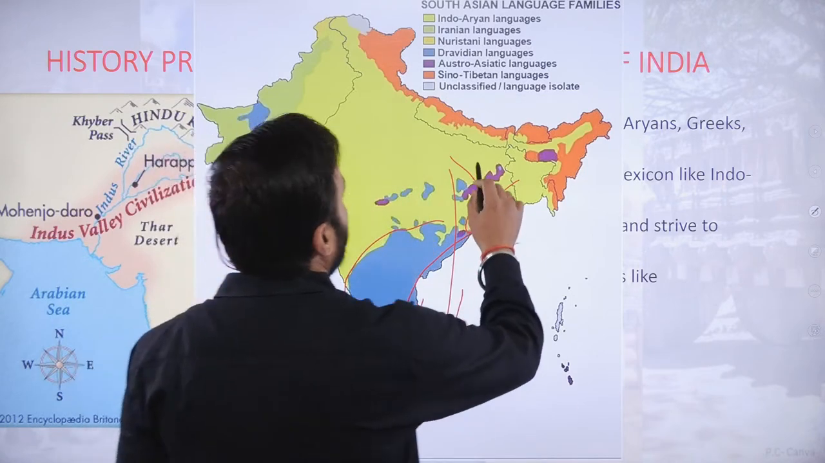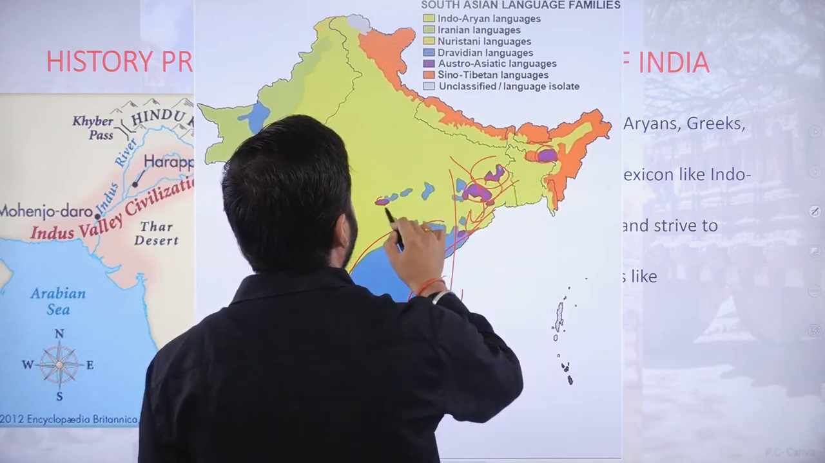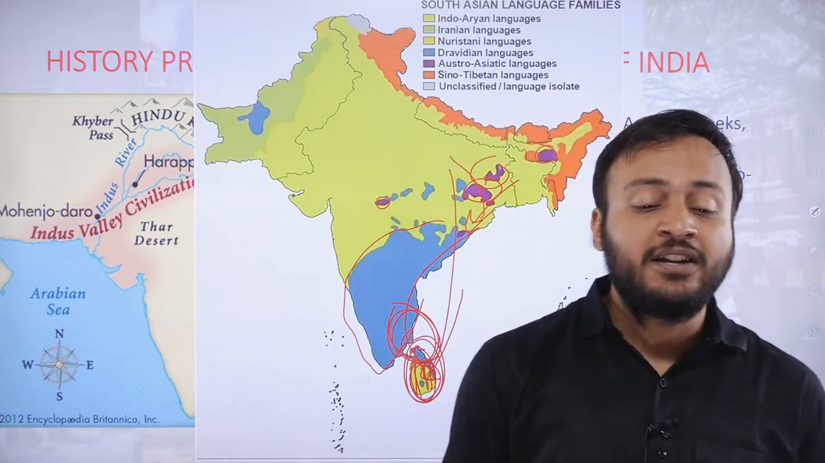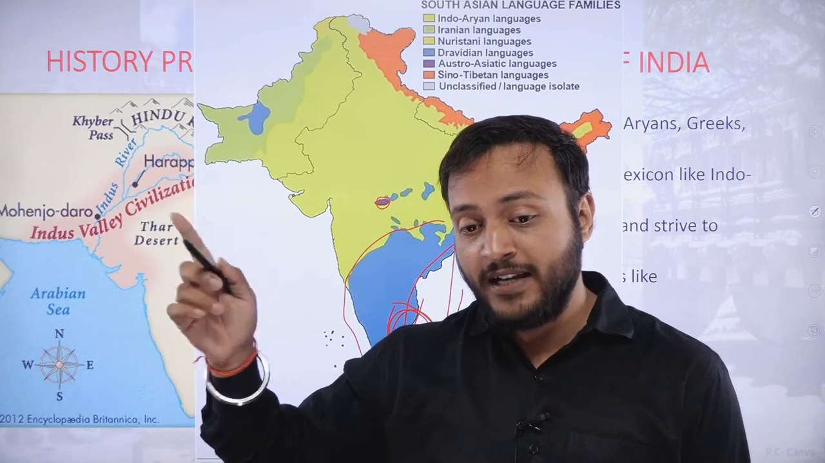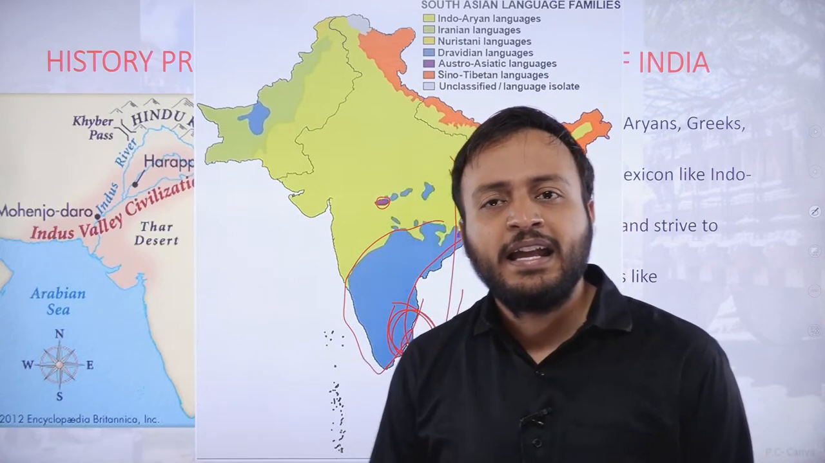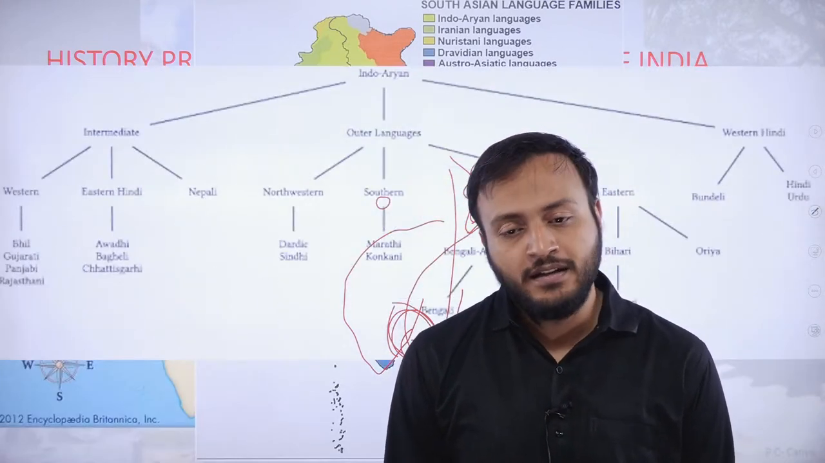Okay. Similarly, you can have the Austroasiatic languages, which are connected with the Southeast Asian languages, Southeast Asia, right? So we can have a clear understanding that the Indian subcontinent contains linguistic varieties as well as cultural diversity. Despite it, it has common connections to establish it as a nation.